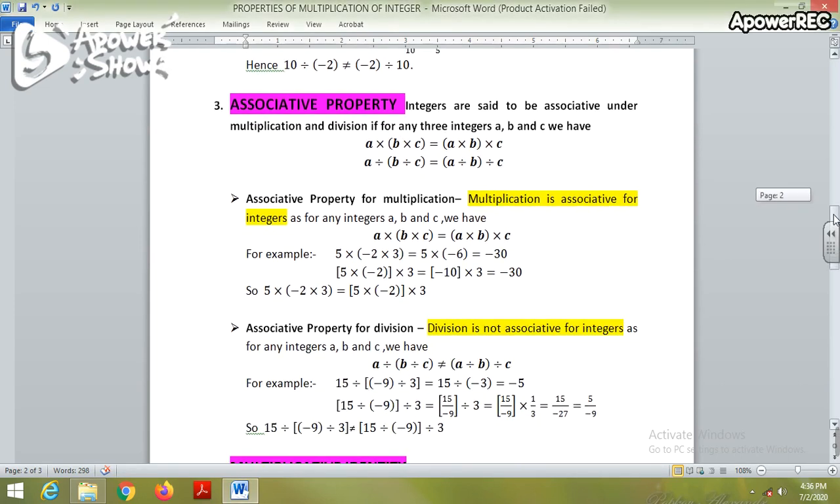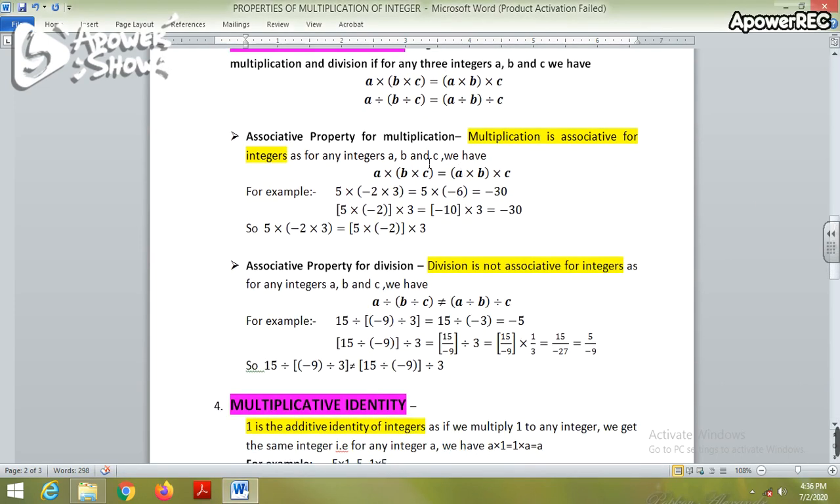So first of all, the associative property for multiplication. Here I am taking three integers: the first one is 5, minus 2 and 3. So now I am multiplying minus 2 and 3. After multiplying minus 2 and 3, I am getting minus 6, and then I have to multiply minus 6 by 5. So 5 multiplied by minus 6 equals minus 30. Now multiply 5 and minus 2. So 5 multiplied by minus 2 equals minus 10, and minus 10 multiplied by 3 equals minus 30.